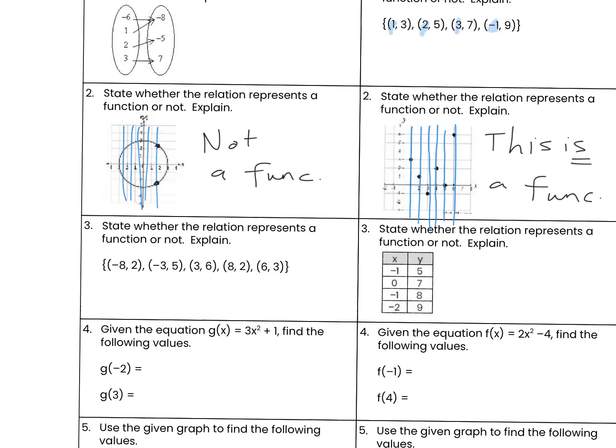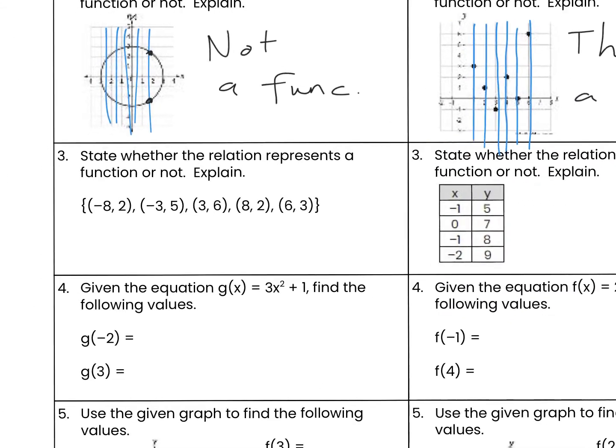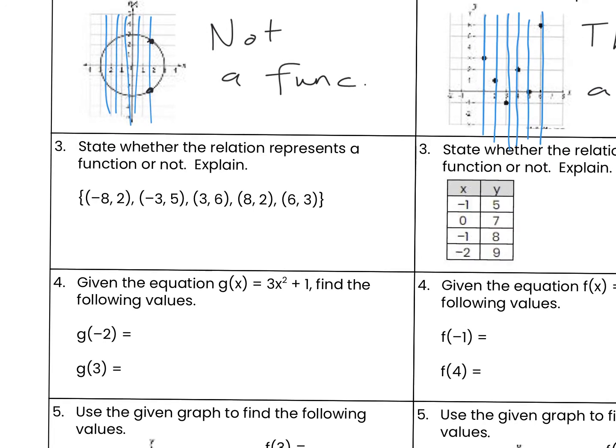Moving on to number 3, state whether the relation represents a function or not. Here's another example. Again, go ahead and either highlight or underline the very first number in each coordinate. So as you can see, I do not have any repeated values, so this is a function. Yes, it's a function.